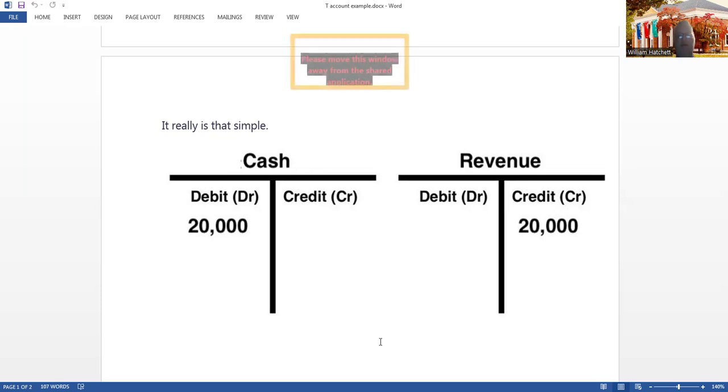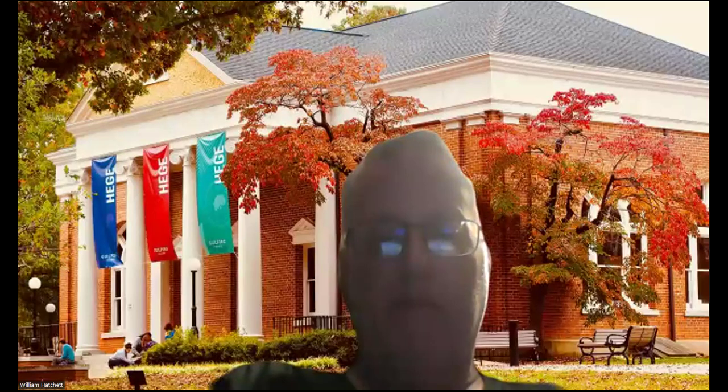And again, as I said at the beginning, Chapter 2 is incredibly important. Chapter 2 gives you the basis for everything for the rest of the course. So it's really important to get a handle on Chapter 2. So I'm going to stop sharing my screen. There we go. So again, that's just a very short video on the structure and the use of T accounts and the use of debits and credits.